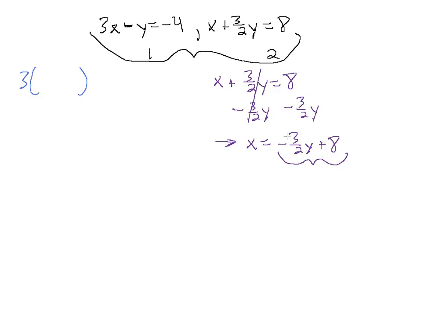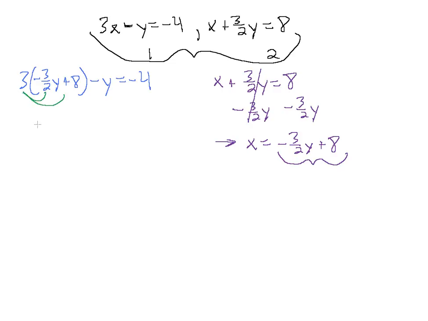So 3 times our expression for x, so minus 3 over 2y plus 8. Then we have minus y equals minus 4. And this is the end game. This is what we want to get. We want to get an equation that is defined in terms of one variable, so we can get our variable on the left-hand side and everything else on the right-hand side, and we'll actually get a value for this variable. All right, so let's go ahead and solve for y.